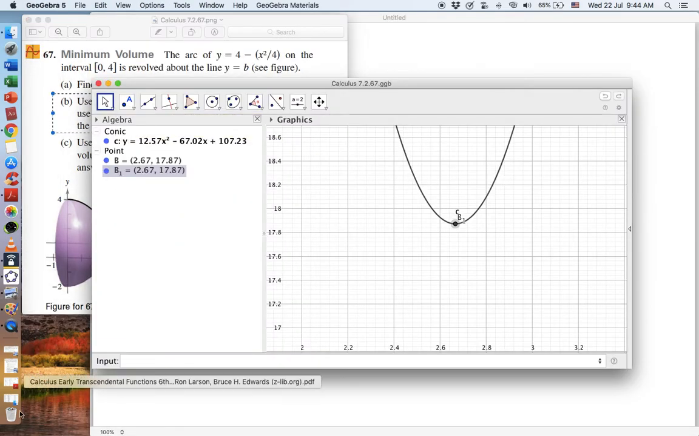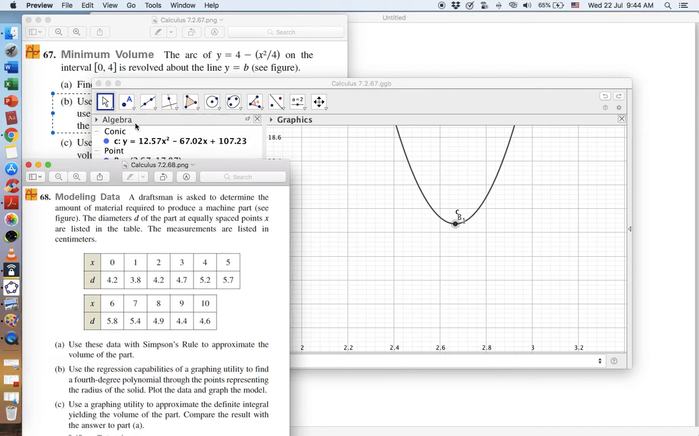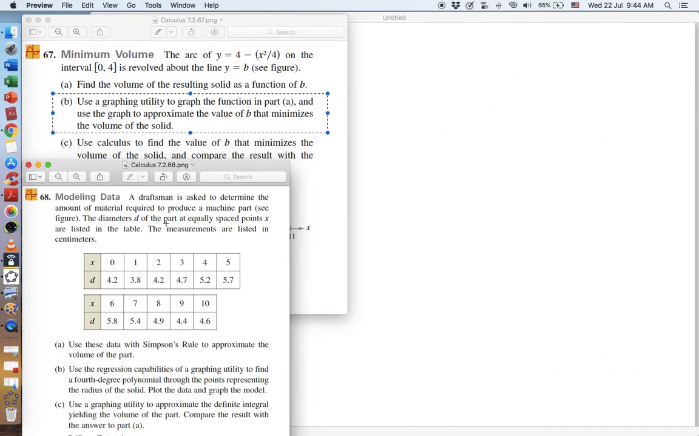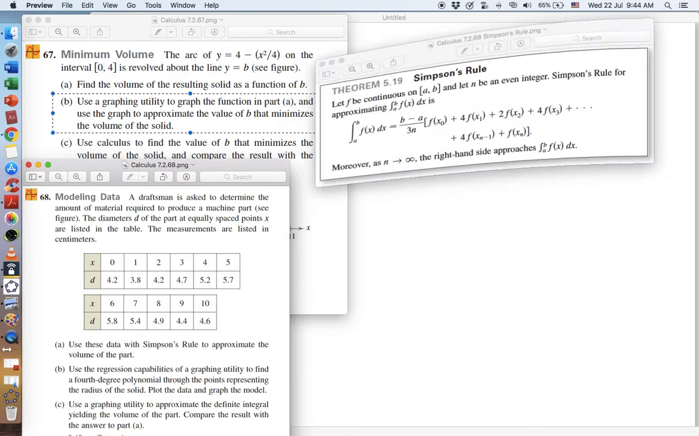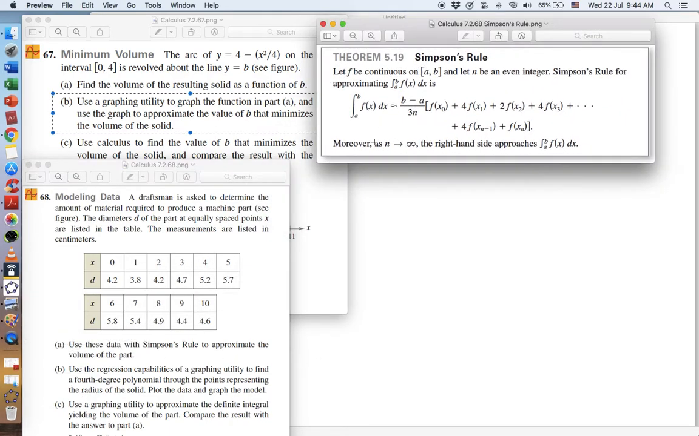Moving on to the next one, modeling data. A draftsman is asked to determine if the amount of material required to produce a machine part, the diameter d of the part at equally spaced points x are listed on the table. The measurements are listed in centimeters. Use these data with the Simpson's rule to approximate the volume of the part. So here's Simpson's rule.